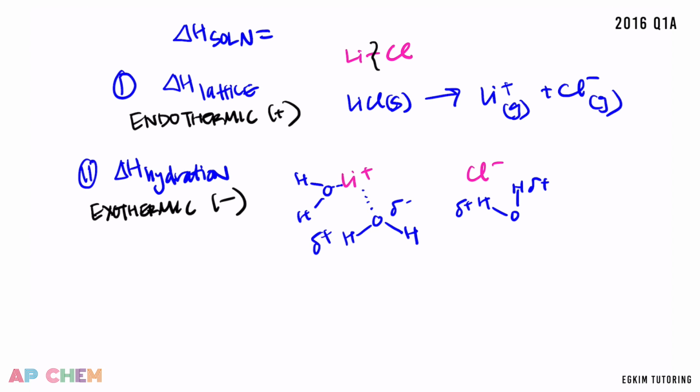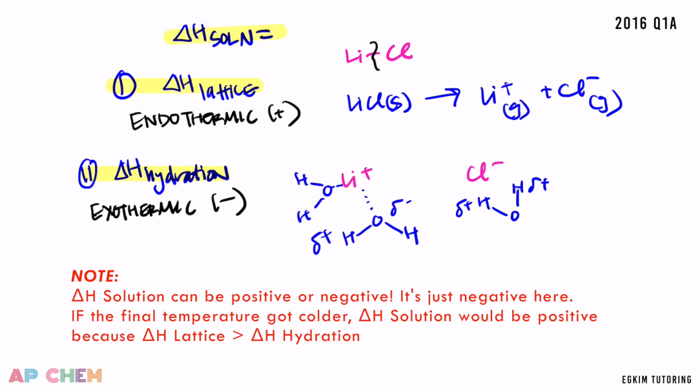Recall that the calorimeter got warm because the solution was releasing heat. So delta H hydration is actually larger than delta H lattice, which means that your overall sign for delta H solution is negative, which is why for part 2 of that answer, you had to put a negative or else you wouldn't get full credit for it.